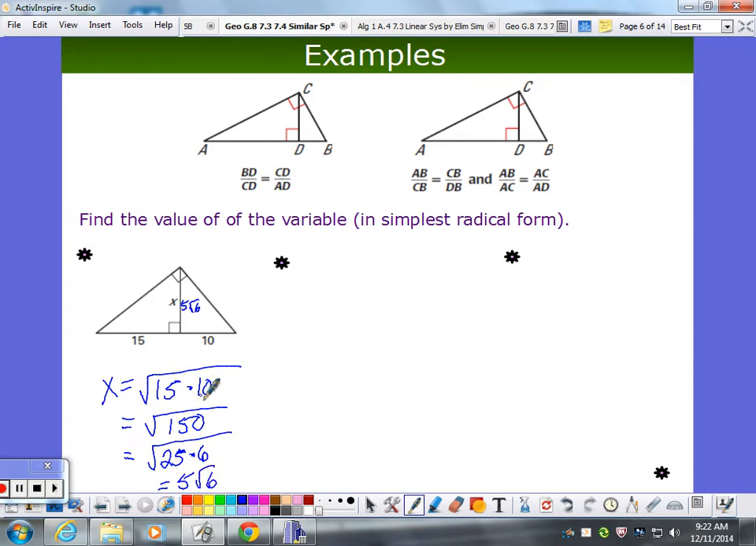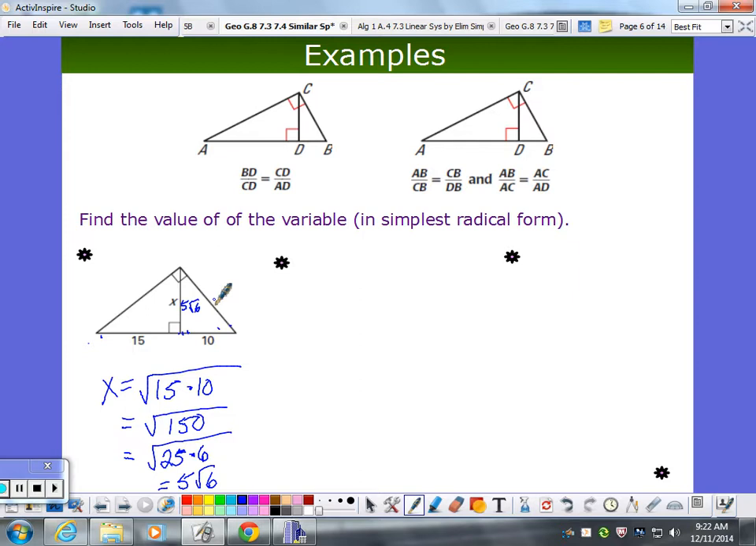Okay, let me say it again. If you want the altitude, it is the geometric mean of the two segments that the altitude creates. These two segments. Yes? Right triangles, where you're dropping that perpendicular from the right angle. This is the only thing.